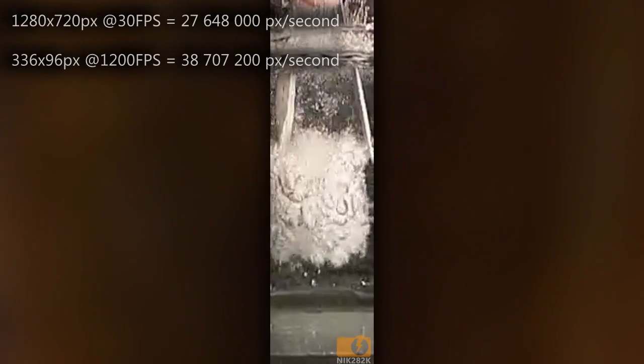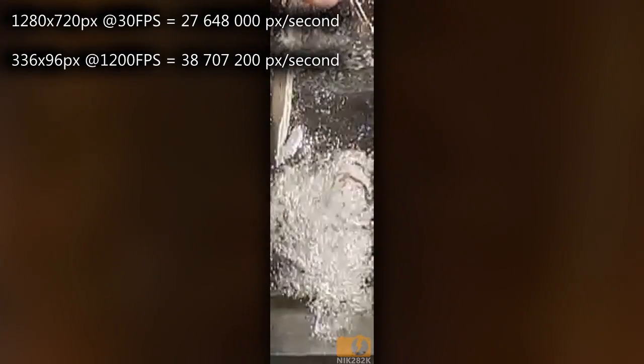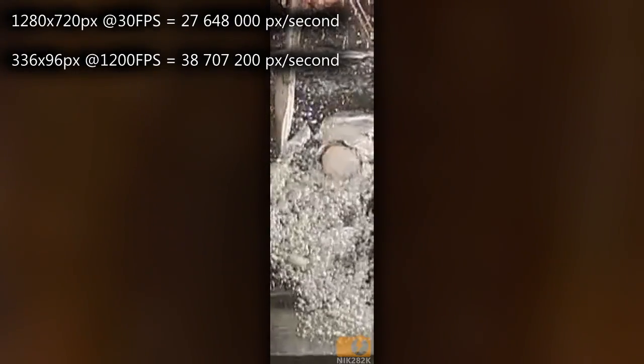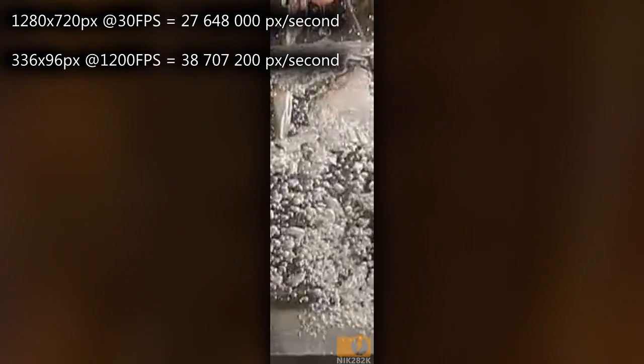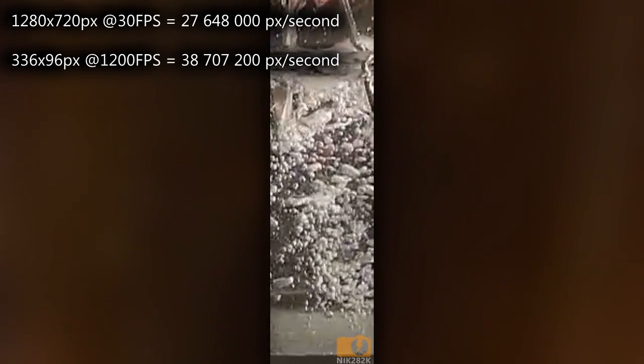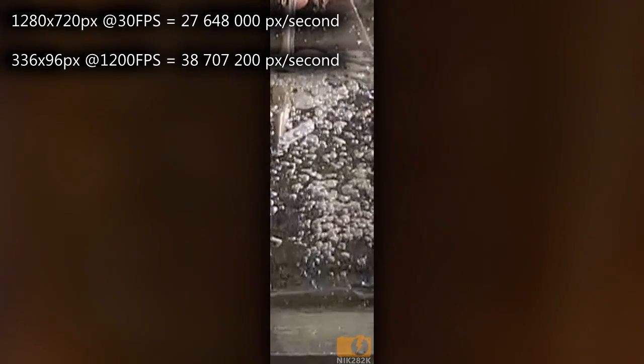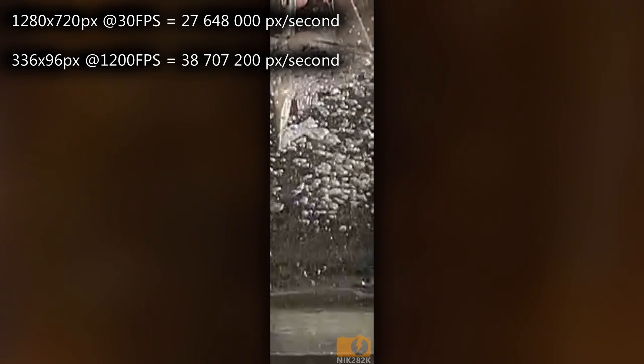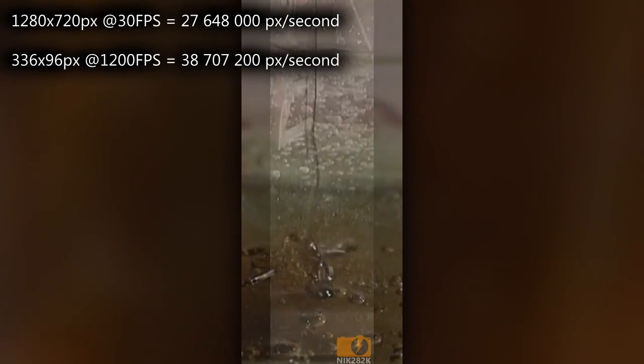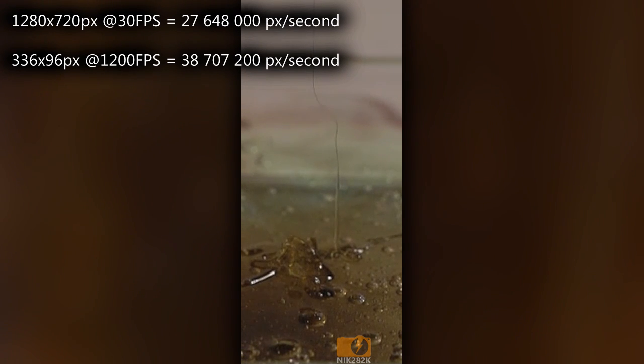Just for an example, a 1280 by 720 video that's shot at 30 frames per second has to record over 27 million pixels of information every second. This doesn't go into color depth or bit depth or anything like that. That's just the number of pixels it has to record. Filming at 336 pixels by 96 pixels at 1200 frames per second, that's over 38 million pixels per second. 720p was 27 million and 1200 is 38 million pixels per second.